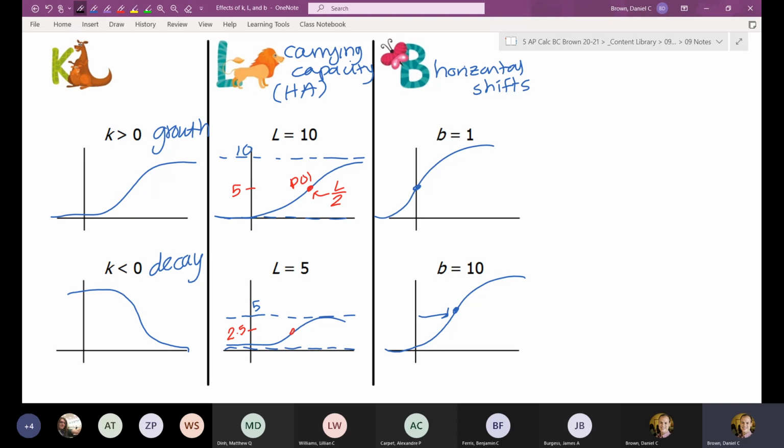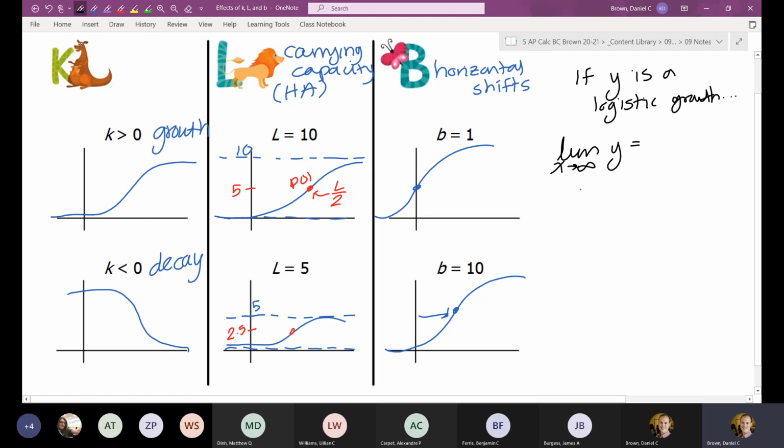For example, if y is a logistic growth equation, one of the things the AP exam might expect you to find is some limits of your logistic growth equation. Maybe the limit as x goes to infinity or negative infinity. This is where you have to know what the graph looks like. Again, it probably wouldn't be provided on the no-calculator section.